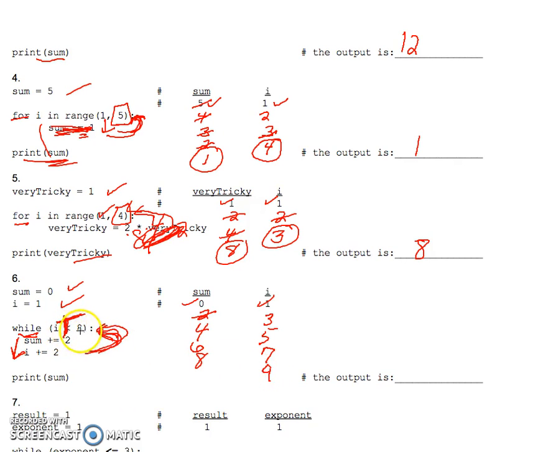9 is not less than 8. That is now false. Because of that falseness, we do not execute the body of the loop. Instead, we execute whatever code is down here, print sum, and sum is currently 8. Just for the record, I is 9, but that does not print out.